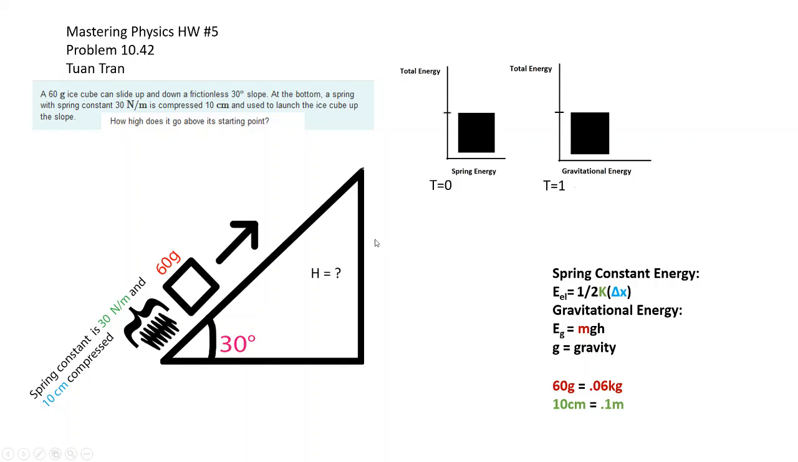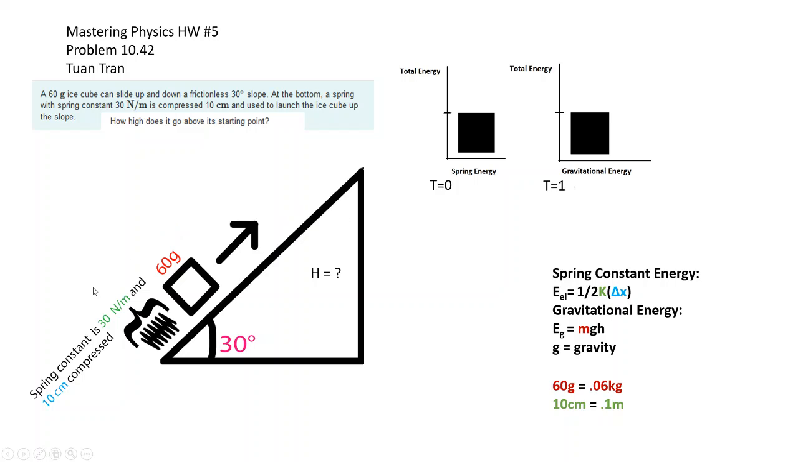So in this problem, it says there is an ice cube that weighs 60 grams. It is moving up a frictionless slope of 30 degrees, and at the bottom there is a spring with a spring constant of 30 newton meters, and it is compressed by 10 centimeters. It is asking how high will the cube travel after it is launched by the spring.